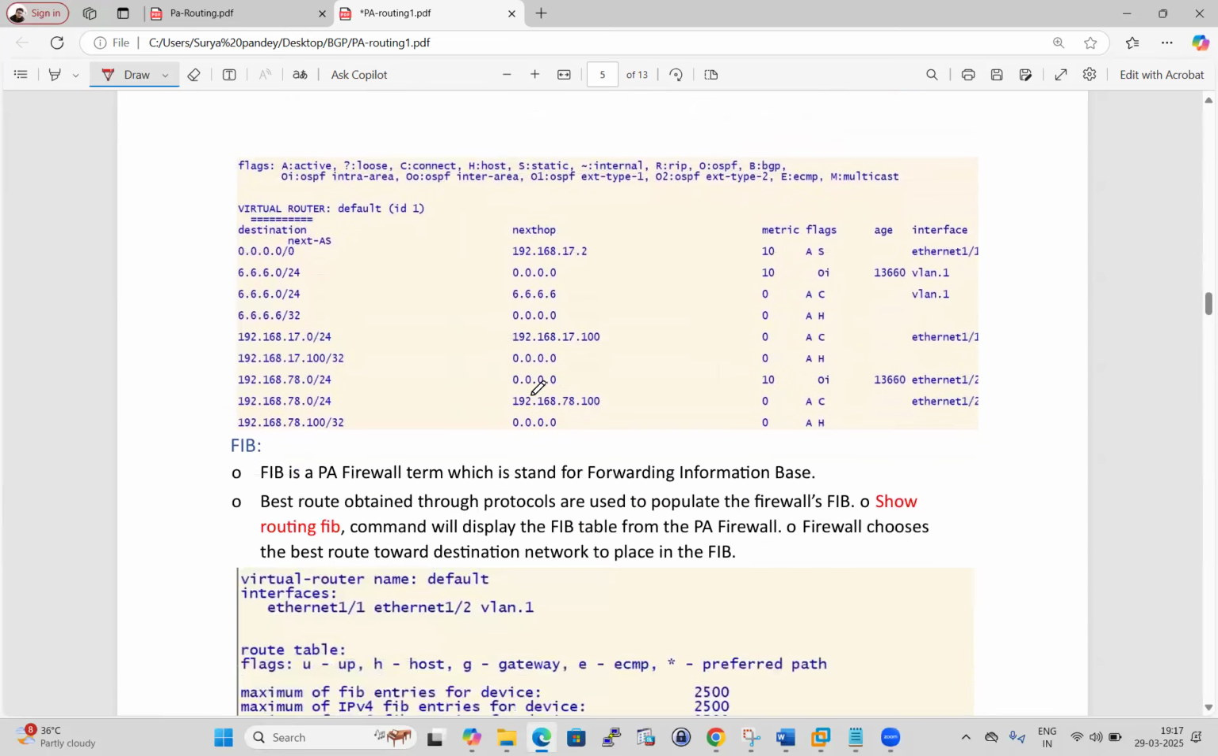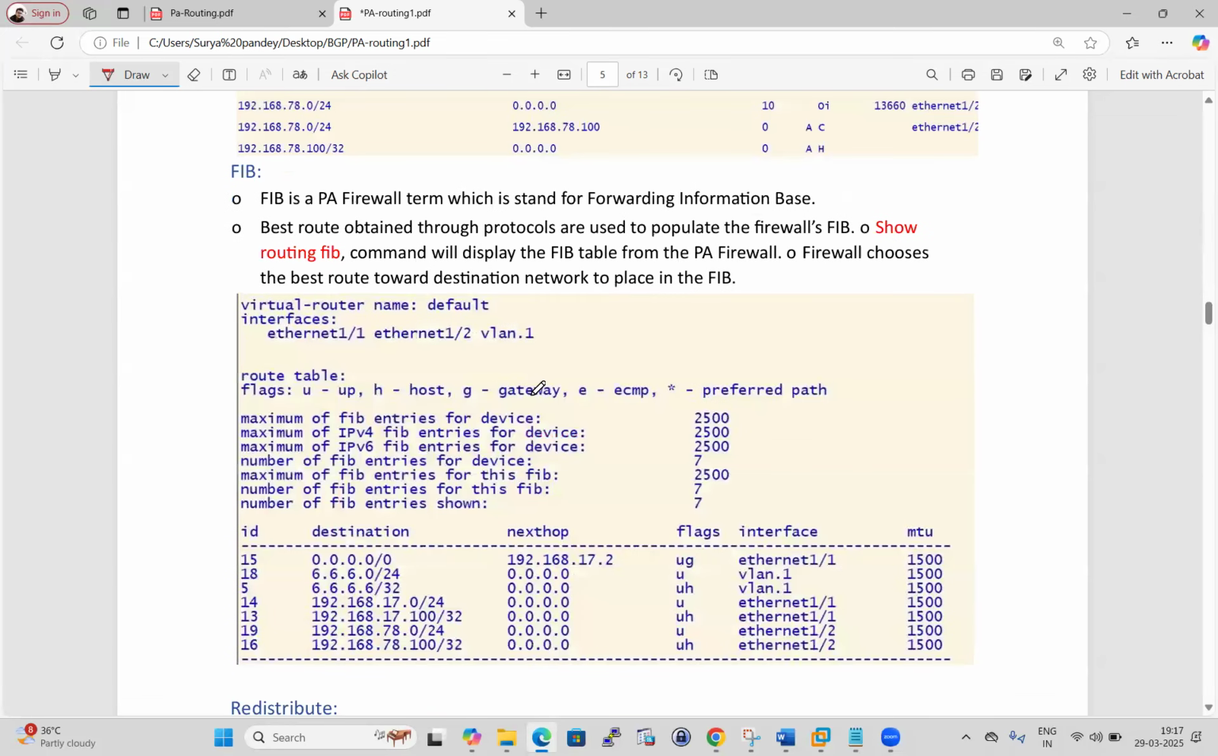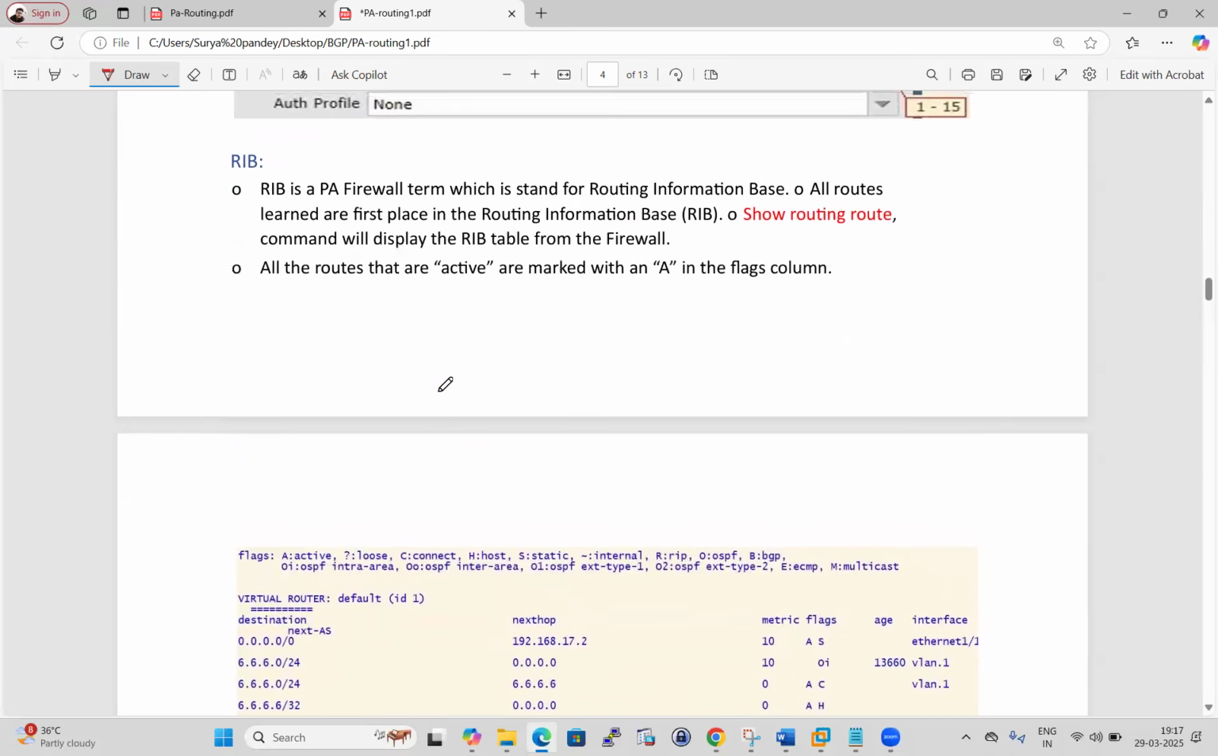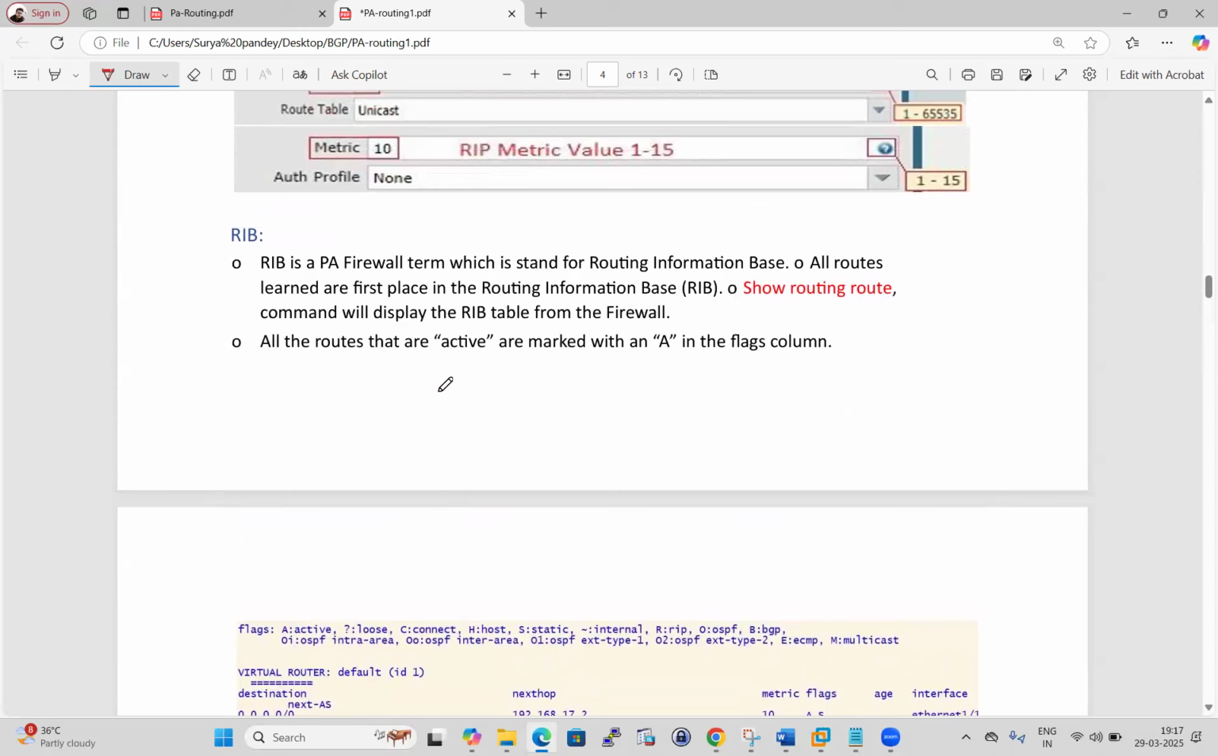Okay. So now two more things are very, very important to understand in IP routing tables in the Palo Alto firewall. The first one is the RIB. RIB is the routing information base. So what is the RIB, guys? RIB is the routing information base in Palo Alto.